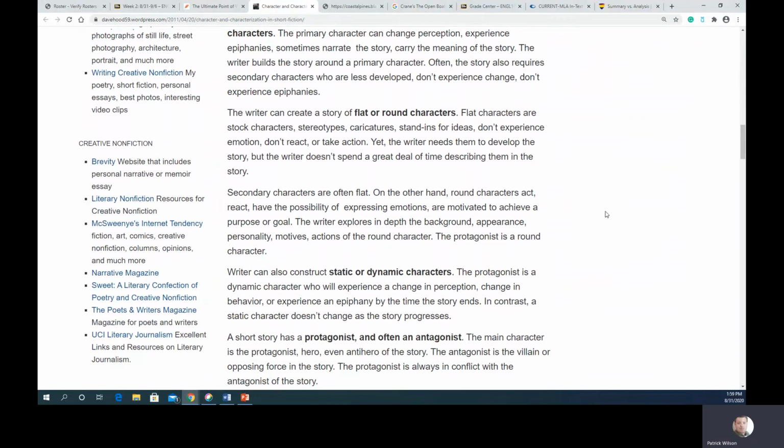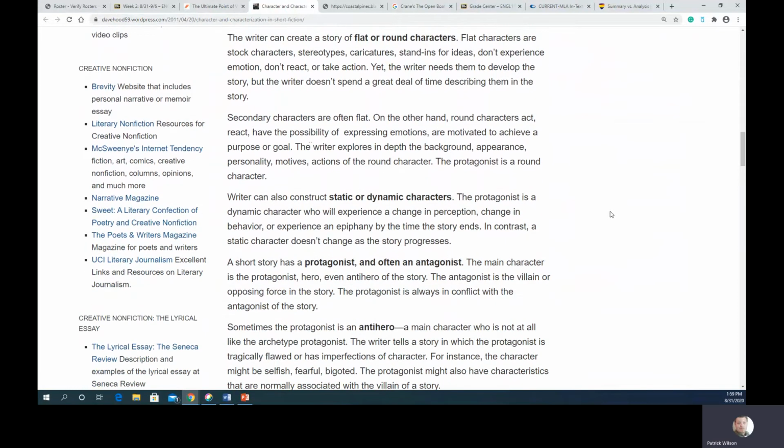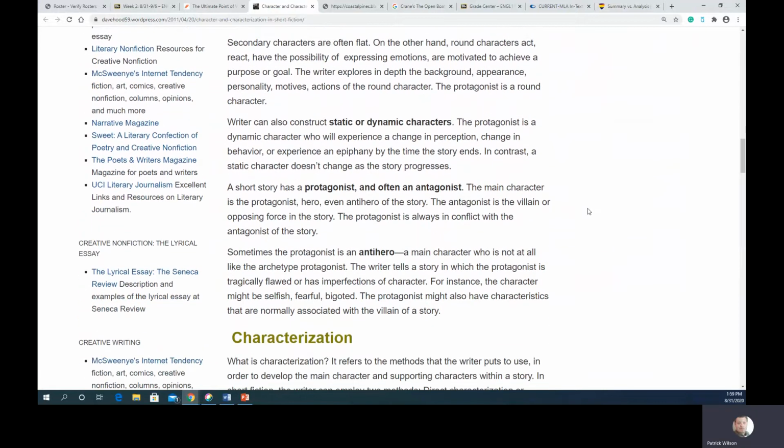We also have flat or round characters. Flat characters are stock character stereotypes. Characters stand in for ideas, don't experience emotions, don't react or take action, right? The secondary characters are often flat. A lot of times, even with TV shows, we can see a lot of these flat and round characters come into play. We also have the static, or what they call dynamic characters. The protagonist is usually the dynamic character, or the one that will experience change in perception and change in behavior and that type of stuff.